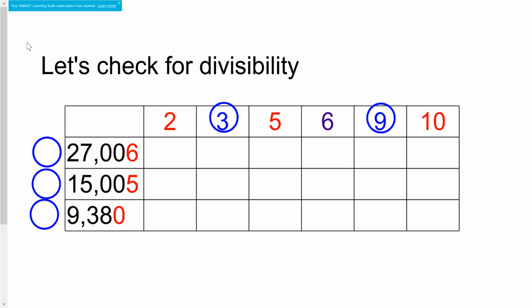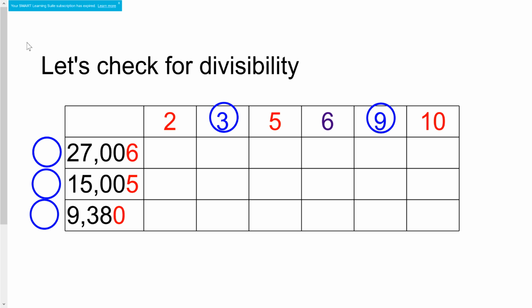Let's do a couple of examples of checking for divisibility. Now for this chart, I've color-coded some things. 2, 5, and 10 are in red because that's my last digit rule. I'm only going to look at the last digit. So in our numbers, 27,006, 15,005, and 9,380, I'm just looking at that last digit, which is why I highlighted it red.